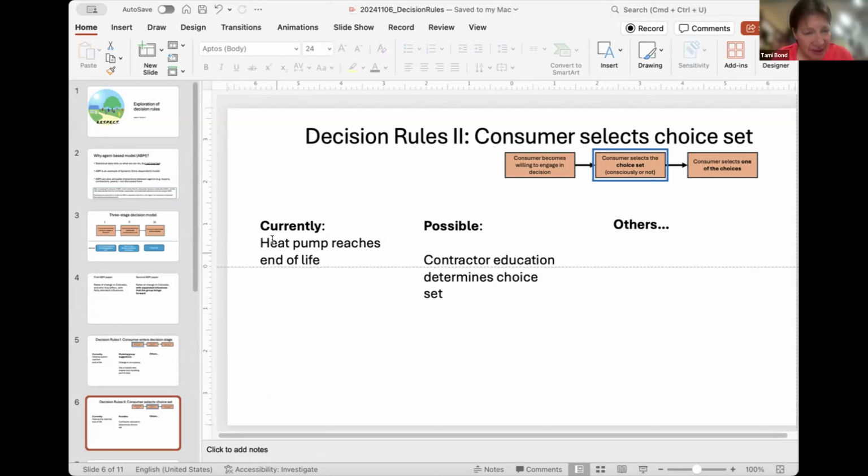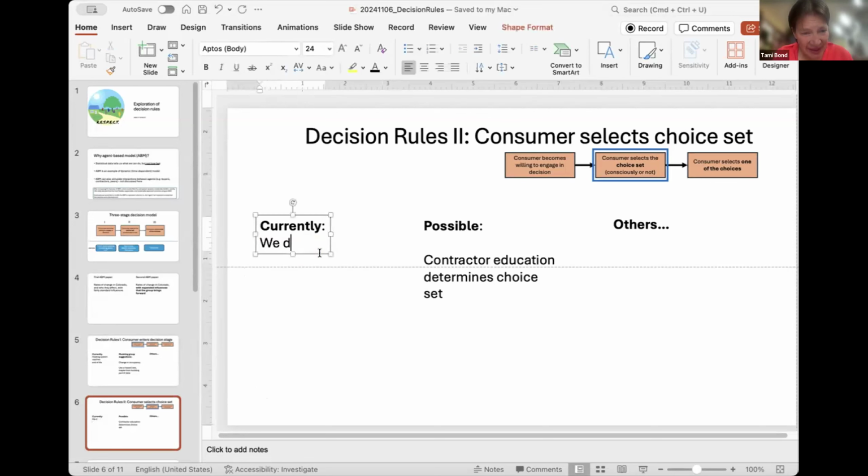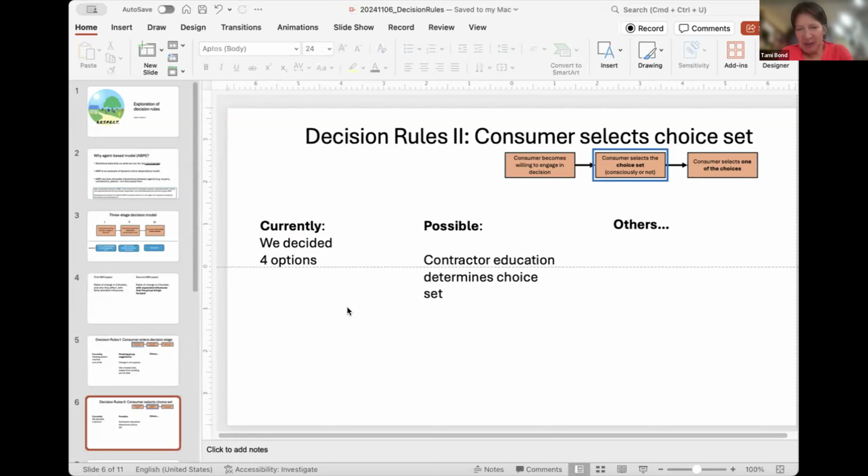This is not currently, we decided 4 options. And what's possible is that we can make it so that the contractor education determines the choice set. For example, contractors are not offering heat pumps unless they're educated. So then there's a role for us to fill in. Everything under currently is what we're doing now. The first paper you're going to see, but we want to open up the discussion because everybody has experience to throw into paper too.